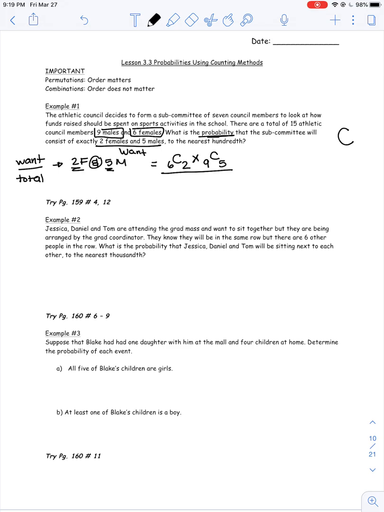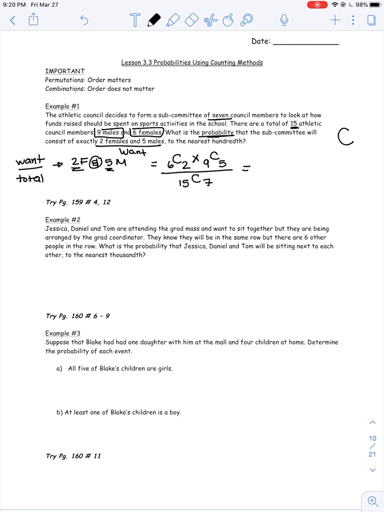Now, the total comes from asking how many people I am selecting from, and how many people I need for the committee. If I didn't care whether they were male or female, there would be 15 people to choose from. And you want to make a subcommittee of 7 council members. So you're going to go 15 choose 7. This is going to be our want over our total.